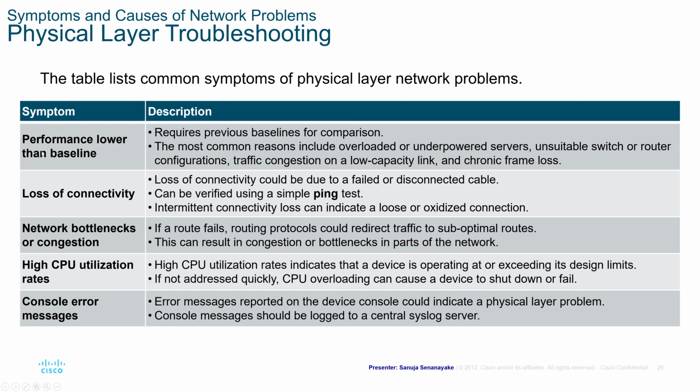For example, a symptom of performance lower than baseline requires various baselines for comparison. The most common reasons include overloaded or underpowered servers, unsuitable switch or router configuration, traffic congestion on a low capacity link, and chronic frame loss.